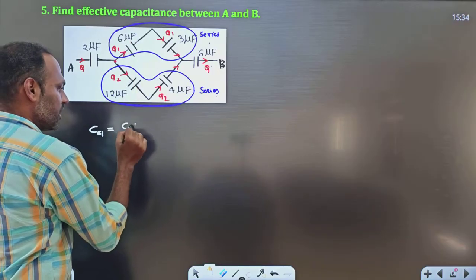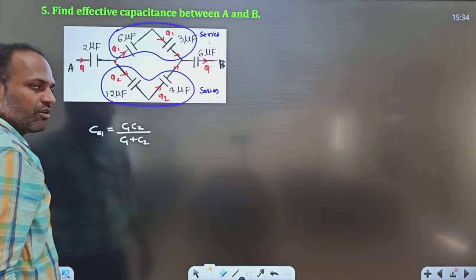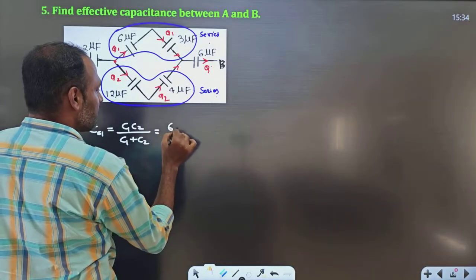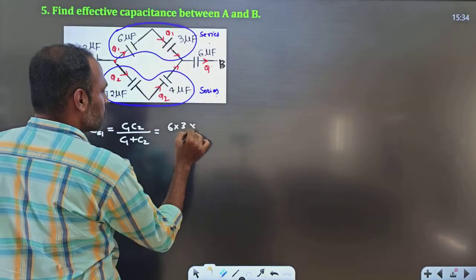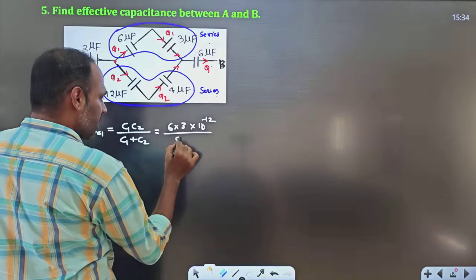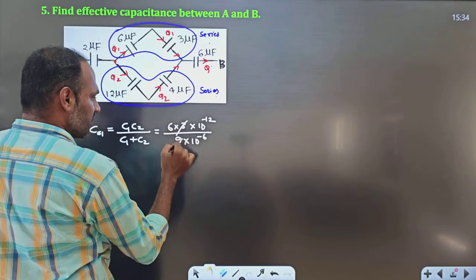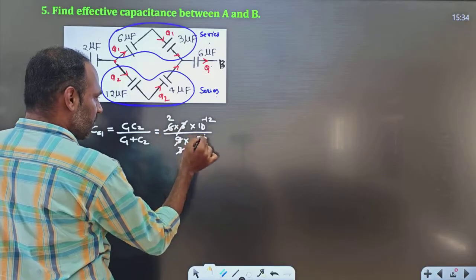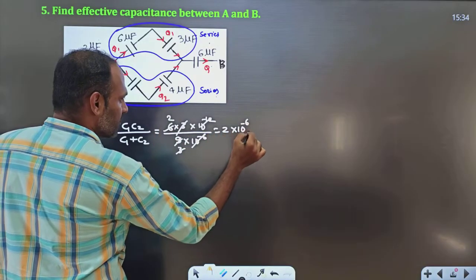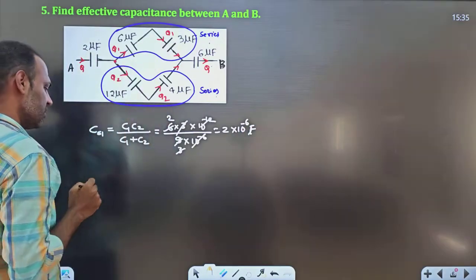So in series, the effective capacitance formula is C1 into C2 divided by C1 plus C2. Correct? C1 into C2, 6 micro into 3 micro. So micro into micro, 10 to the power minus 12, divided by 6 plus 3, 9 into 10 to the power minus 6. The 3 nines are 3, 3 threes are 3, 10 to the power minus 6 will get cancelled. You will get it as 2 into 10 to the power minus 6 farad. Just capacitance. These two together give this.